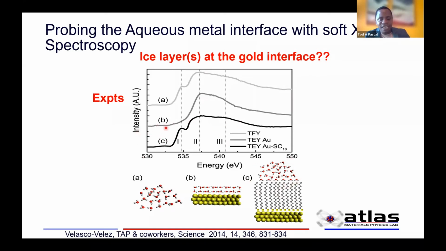But what's really interesting is if you look at the peak in B, which is the total electron yield just on the gold itself, this peak A here, this low energy peak that I told you is related to hydrogen bonding, disappears. And so the interpretation was that maybe on gold we have a situation where you have perfect saturation of the hydrogen bonding, and that really only happens in ice. And so the prescription was that on gold, we have an ice-like water overlayer next to the gold.